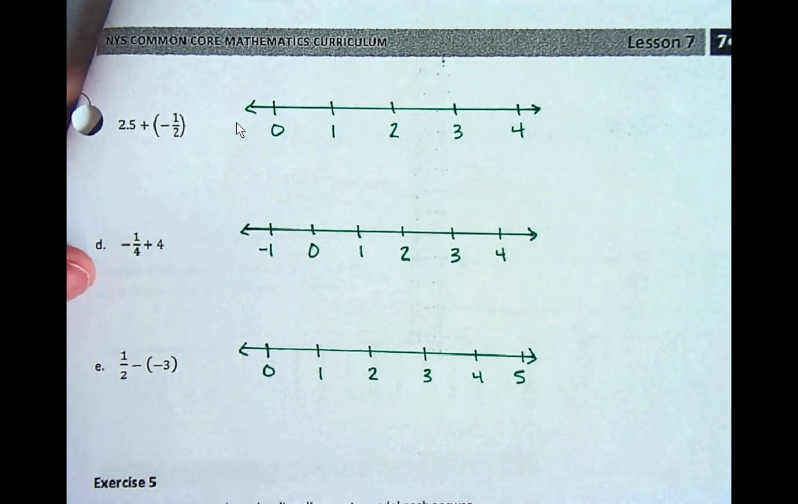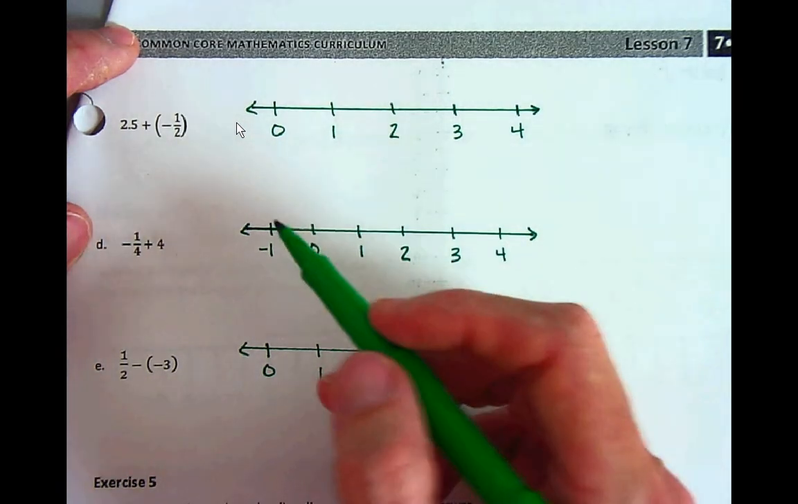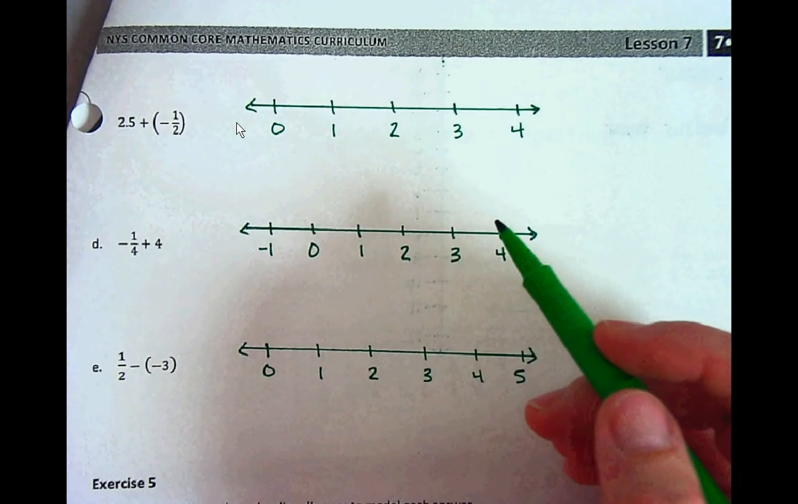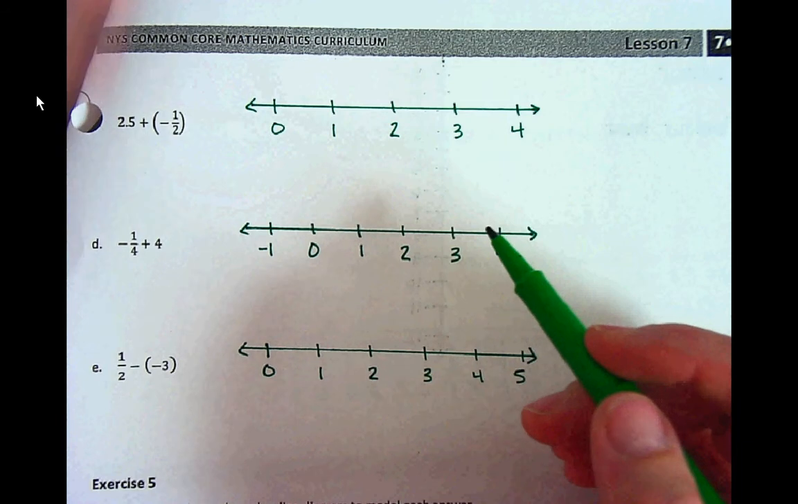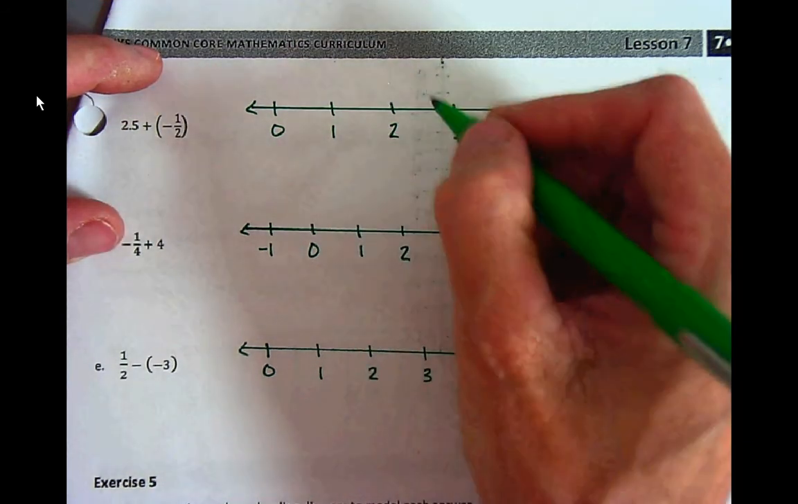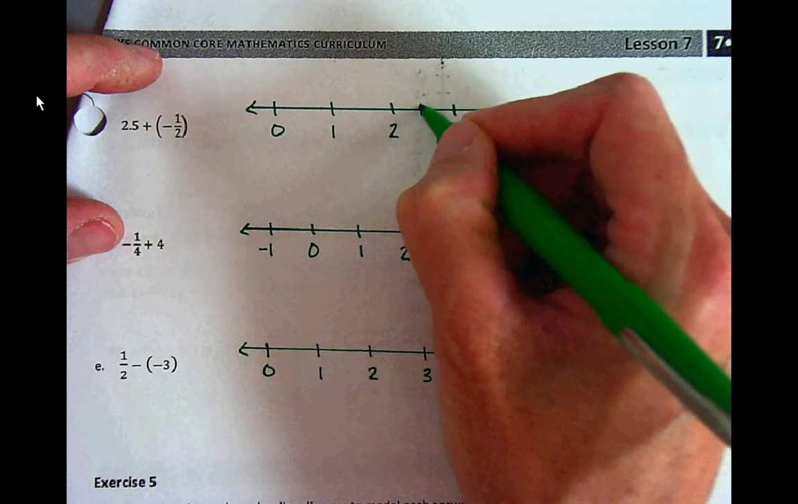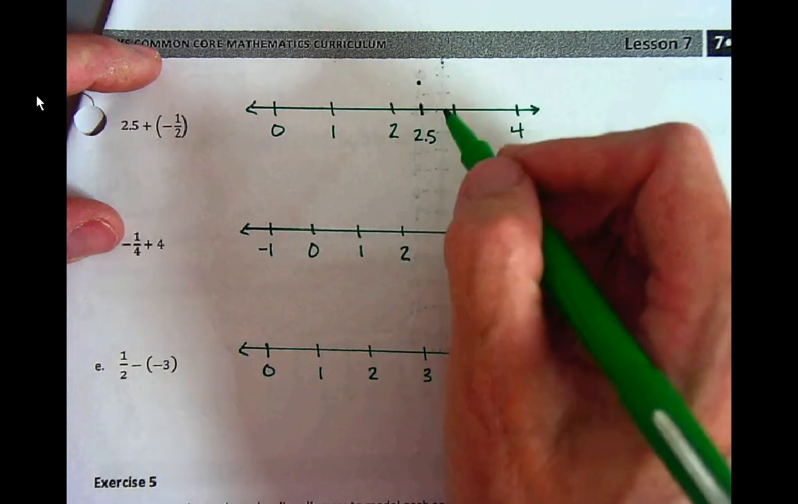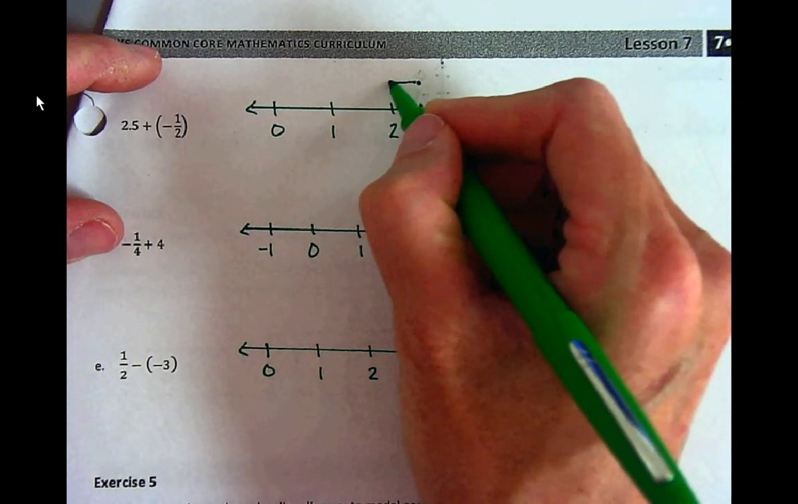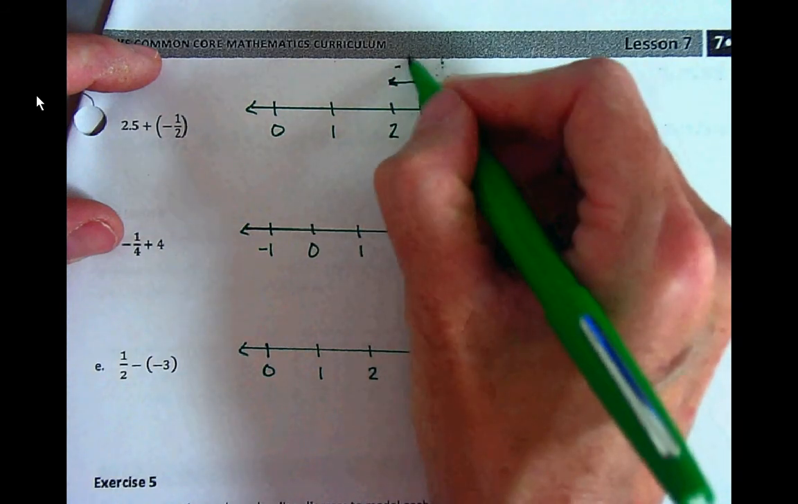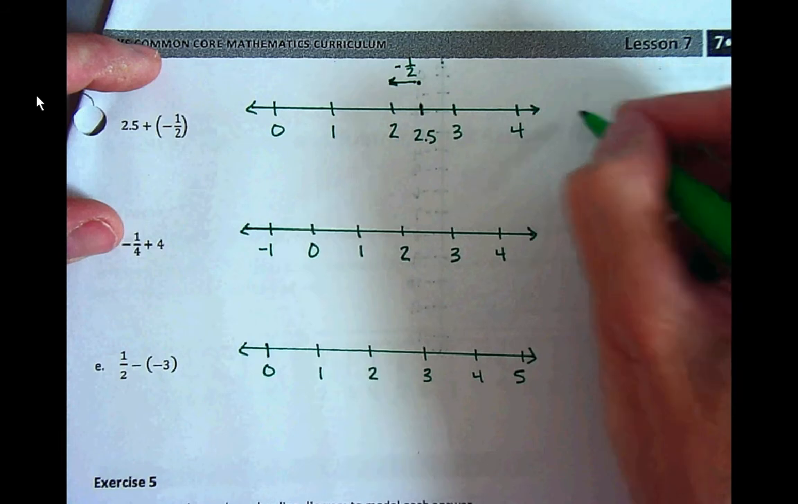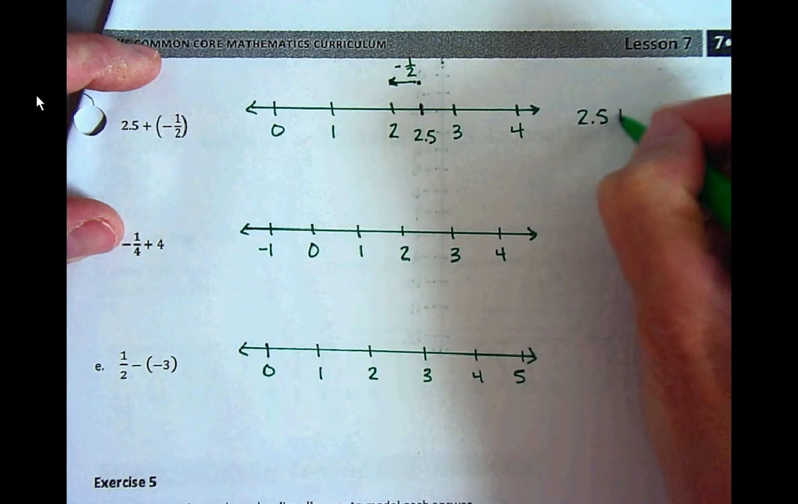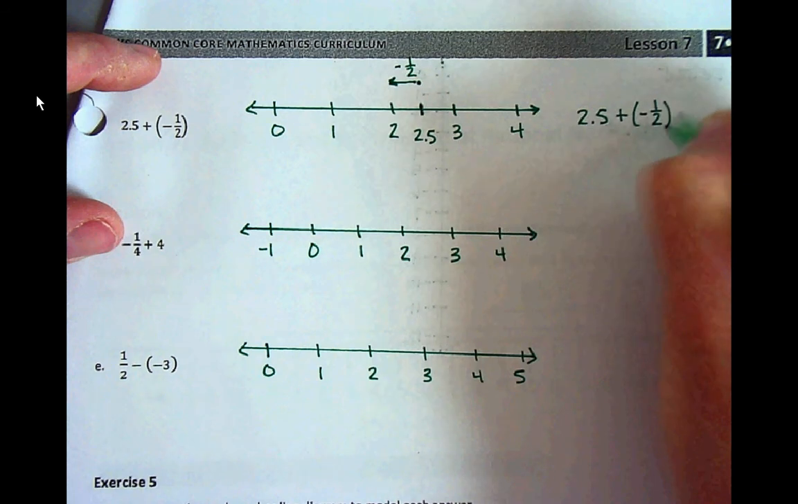All right, let's check your work on the rest of them. So for C, we have 2.5 plus a negative 1/2. Move my arrow out of the way here. All right, so 2.5 would be right here. So this is 2.5. And I'm adding a negative 1/2. So that means I'm going backwards. This would be minus 1/2. So in essence, 2.5 plus a negative 1/2 is just 2.